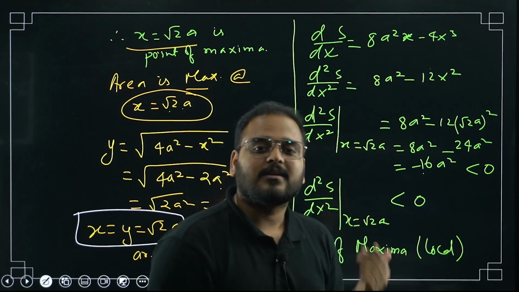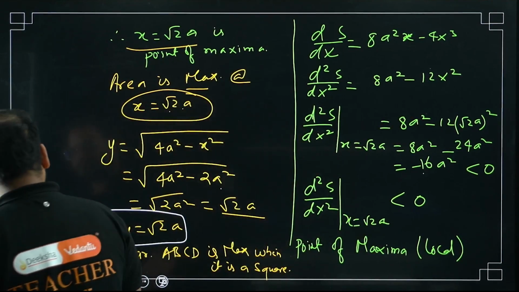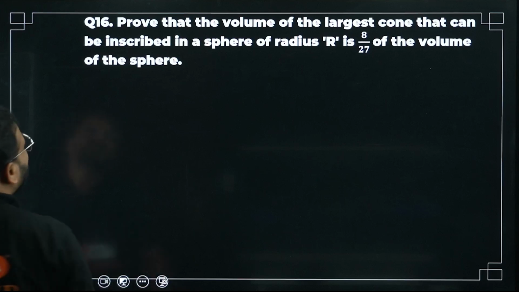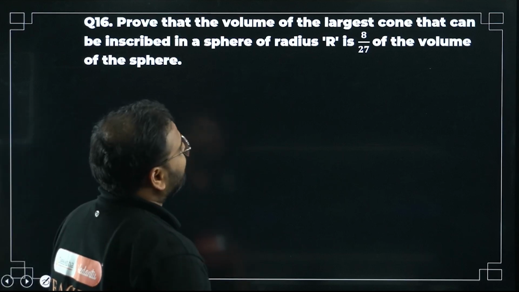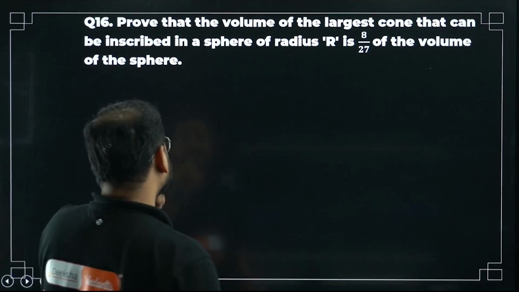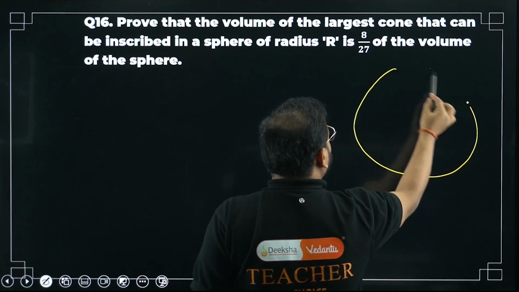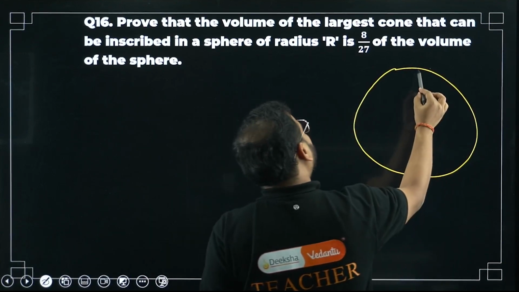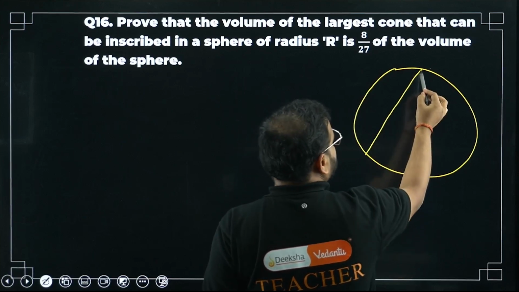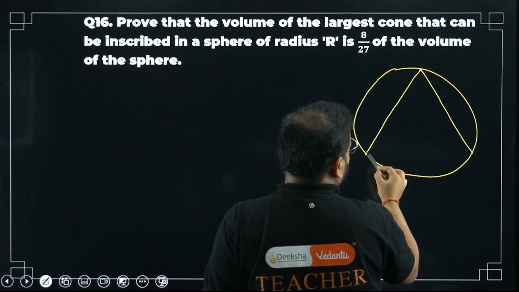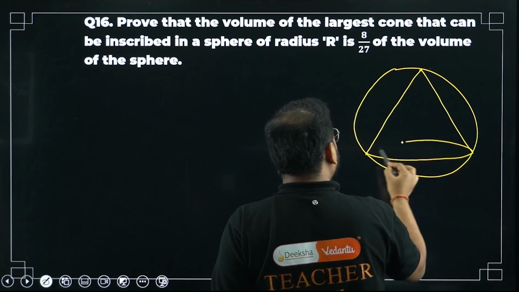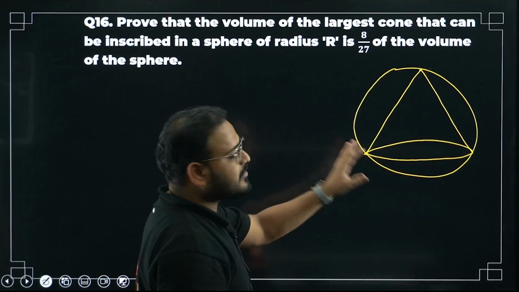Clear? Okay, let's move on. So question number 16 now. Prove that the volume of the largest cone that can be inscribed in a sphere. Sphere is inscribing a cone. So it's a circle, don't worry, accept it is a sphere only, sir. We're trying to make our 3-dimensional figure in 2D. Something like this. It's a sphere which is inscribing a cone.